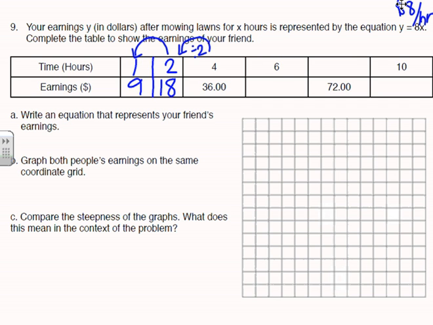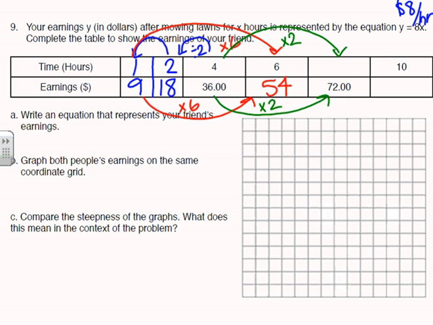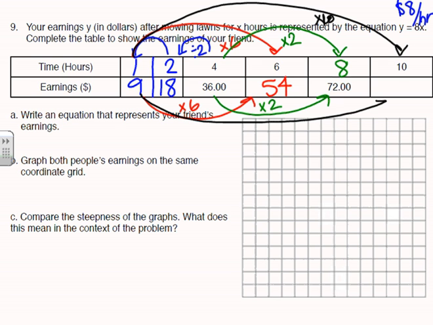Now we can work our way back up. I can multiply 1 by 6, and so 9 times 6 is 54. I can see 36 goes into 72 twice, so I can multiply 4 by 2 to get 8. And then if I use my unit rate and do 1 times 10, then I can do 9 times 10 to get 90.